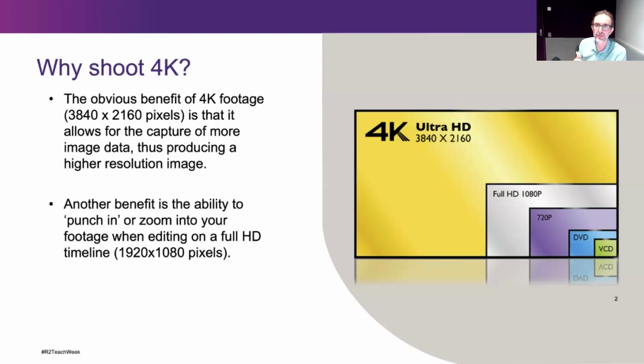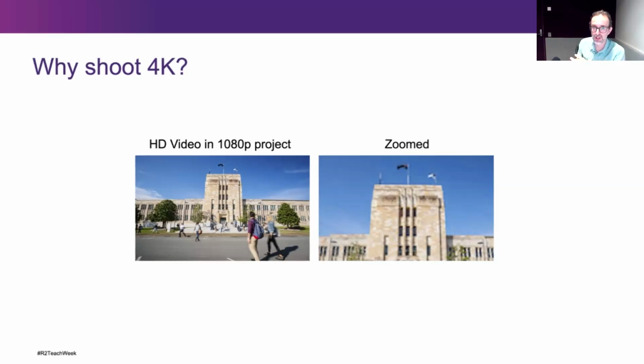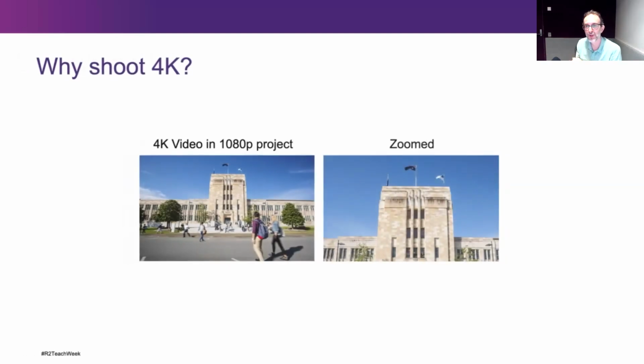Some computers may struggle. So we tend to just record at 4K, export at full HD, and this is the reason why. If you have just 1080 HD footage and you're editing that at HD and you zoom into that footage in the video editor, you're going to have this blurry, horrible look, because you're just making pixels bigger, blurring the edges of the pixels.